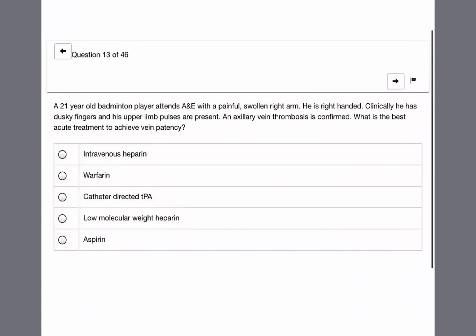Okay, next question. Who's third? A 21-year-old badminton player attended accident and emergency with a painful swollen right arm. He is right-handed. Clinically, he has dusky fingers and his upper limb pulses are present. An axillary vein thrombosis is confirmed. What is the best acute treatment to achieve vein patency? A, intravenous heparin; B, warfarin; C, catheter-directed TPA; D, low molecular weight heparin; E, aspirin. C, catheter-directed TPA.